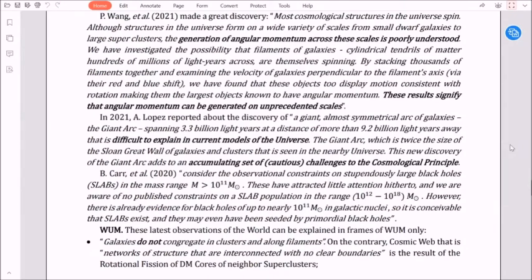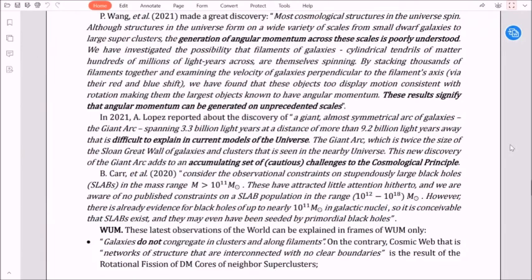Carr et al. in 2020 considered the observational constraints on stupendously large black holes, SLABs, in the mass range more than 10^11 solar masses. These have attracted little attention hitherto, and we are aware of no published constraints on a SLAB or population in the range 10^12 up to 10^18 solar masses. However, there is already evidence for black holes of up to nearly 10^11 solar masses in galactic nuclei, so it is conceivable that SLABs exist and they may even have been seeded by primordial black holes.